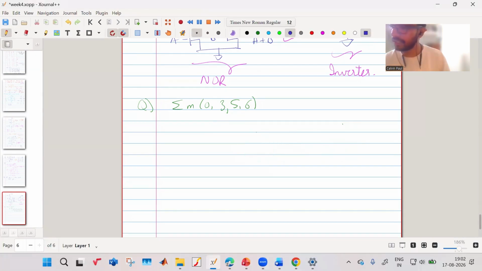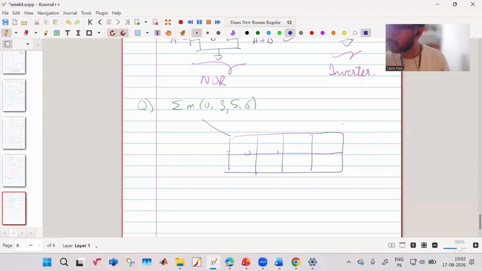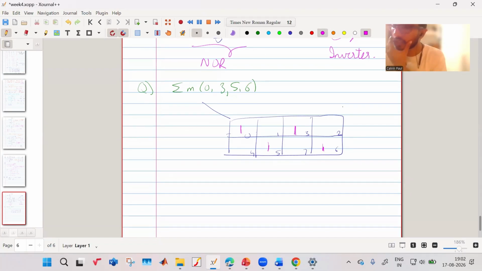So this is the K-map, right? 0, 3, 5, 6. If you draw the K-map, this is 0, 1, 2, 3, 4, 5, 6, 7. You have it at 0, at 3, at 5, and at 6. So you cannot do any grouping of the terms. When you get such a K-map, you should try to correlate. It could either be an XOR gate or an XNOR gate. So is it an XOR gate or an XNOR gate?